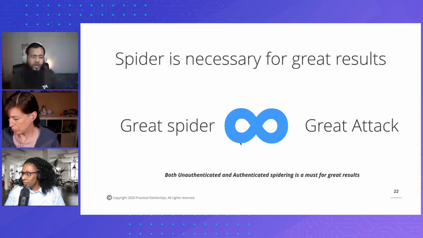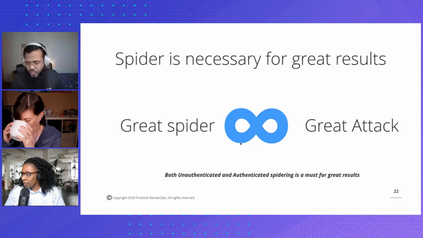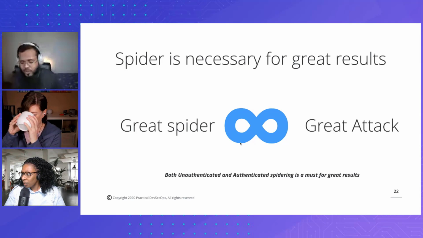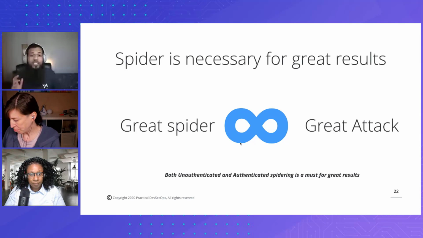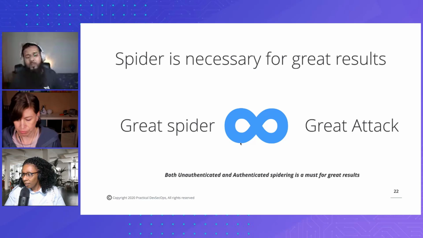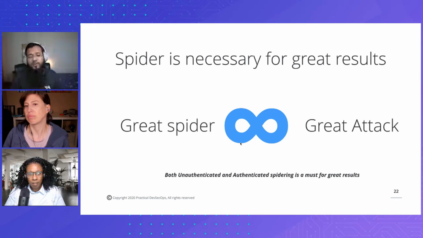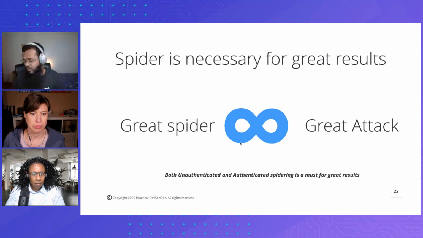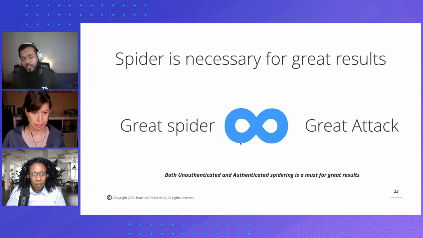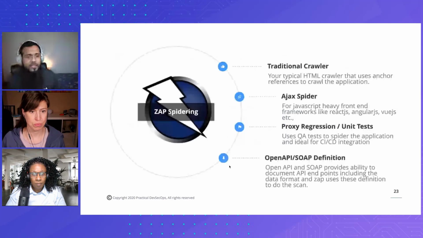Okay, now the one thing you can do to drastically improve the security findings in DAST is to ensure you have good spidering. If you have good spidering, which is basically good crawling, then you can guarantee that your tool can do good attacks, which means that you will get good results, right? So we have to do this for both unauthenticated scans and authenticated scans. So it's a must for great results, okay?